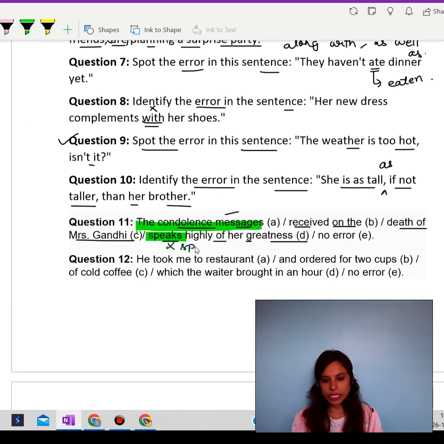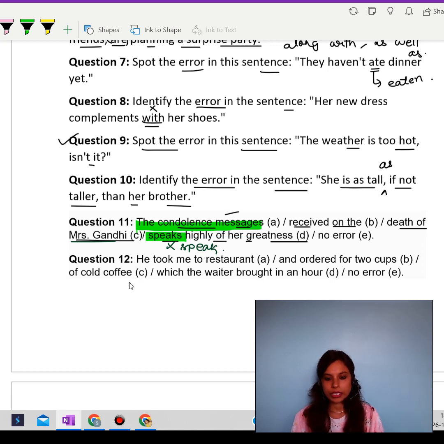It would be speak. We are not going to consider Mrs. Gandhi speaks highly of her greatness. No, we are going to consider the correct subject that you need to identify in the sentence. That is, the condolence messages speak highly of her greatness.